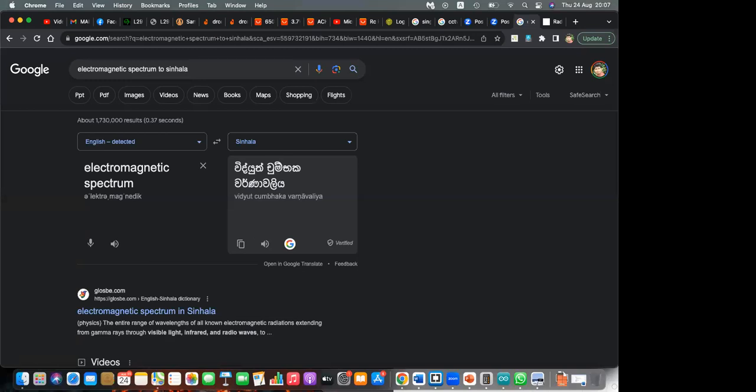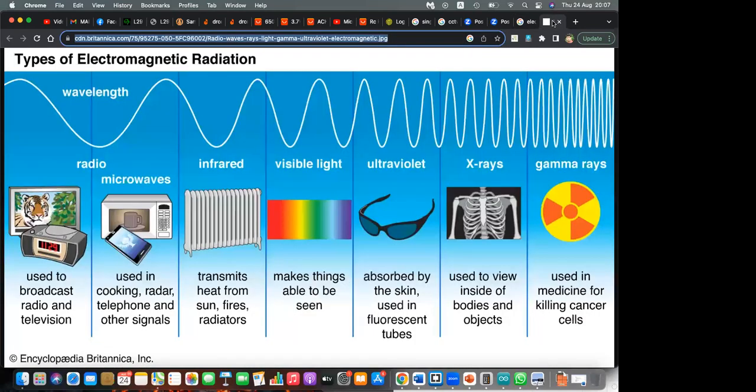Electromagnetic spectrum. Okay, you will be given this part in the tute. Meanwhile, for the moment, you can take a screenshot of this. Okay, today's lesson we are going to discuss this visible area, not even the infrared.